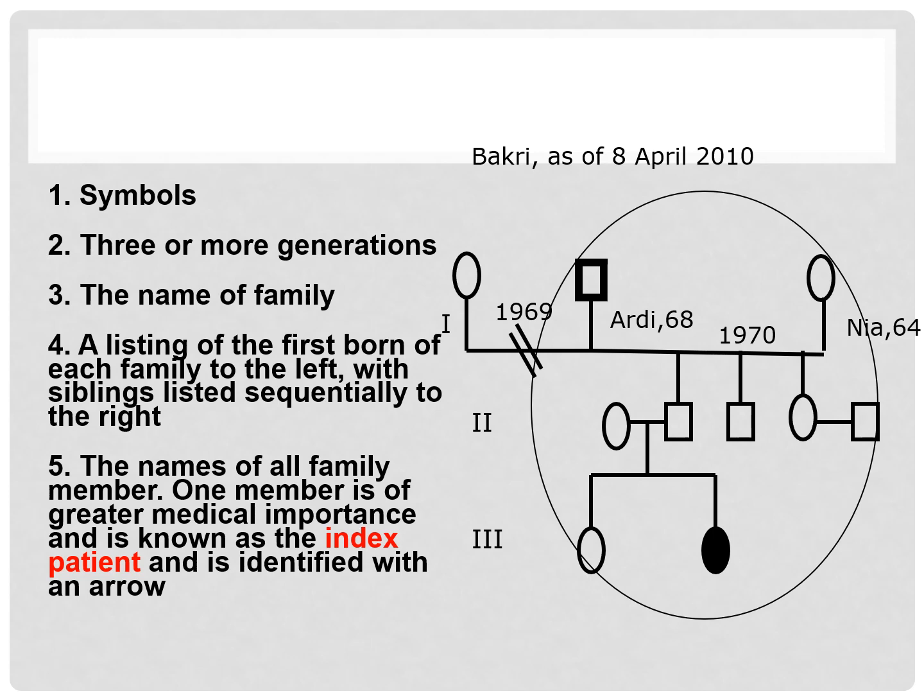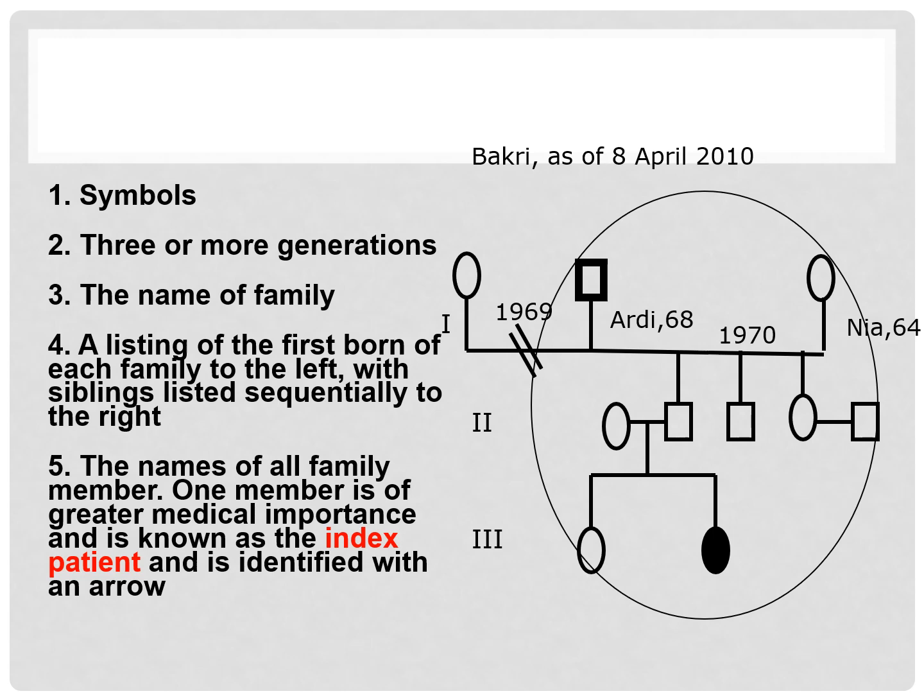So we have to take note of the symbols. It has to have 3 or more generations with Roman numerals depicted. Name of the family with the date written above to know when the genogram was formed. A listing of the firstborn of each family to the left with siblings listed sequentially to the right.